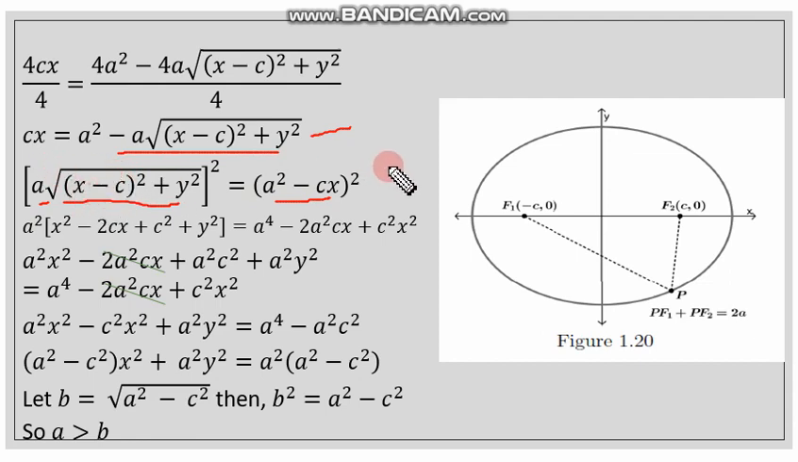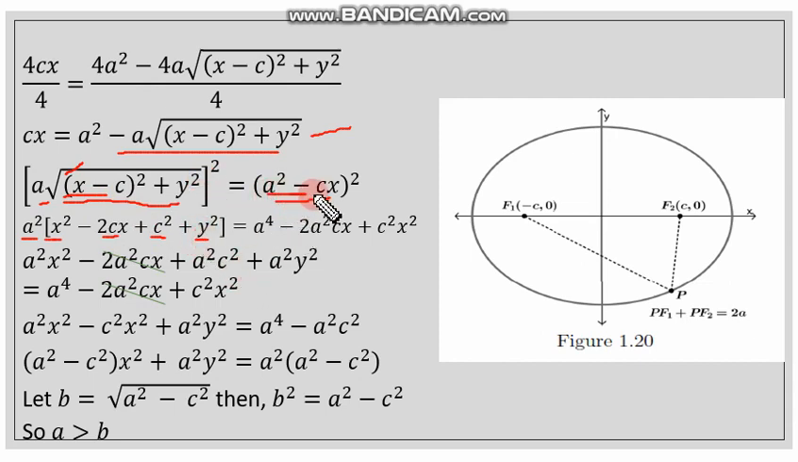We want to get rid of this radical sign, so we will square both sides. a times a is a squared, and the square root of (x minus c) squared plus y squared times the same square root, the radical sign is removed. So what is left is (x minus c) squared plus y squared. Let's expand this one. x minus c times x minus c is x squared minus 2cx, and negative c times negative c is c squared, plus the y squared.